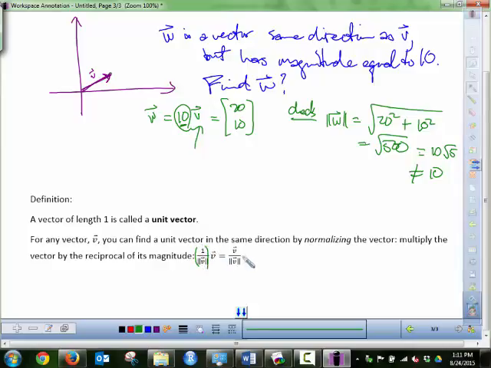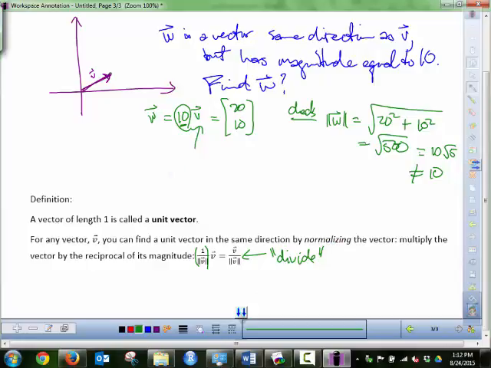So this notation, the divide notation, is really multiplying by the reciprocal. Because we have scalar multiplication, but we don't have scalar division defined or anything. So what that means is that you're just going to take each component and divide by the magnitude.